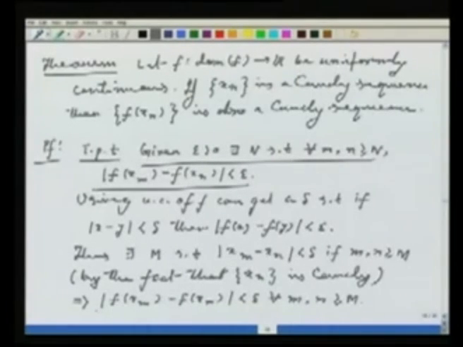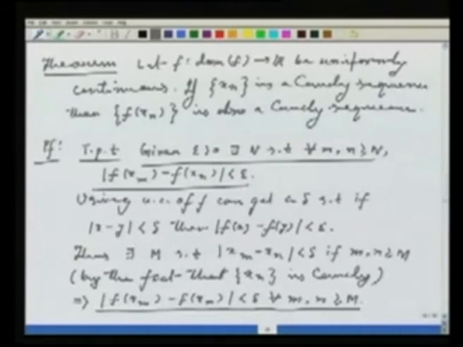See what I have found out. I found out that mod of f(xm) minus f(xn) is less than epsilon for all m, n bigger than or equal to M. That means the stage which I called N in the previous case, I found it to be M. And what is this M? This M works for the delta in the Cauchy sequence xn. So this proves the result.